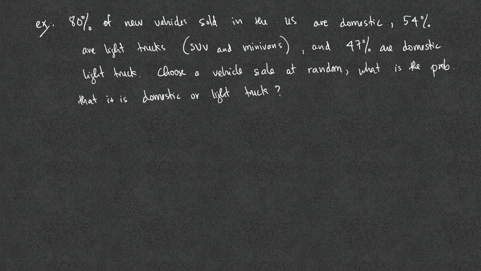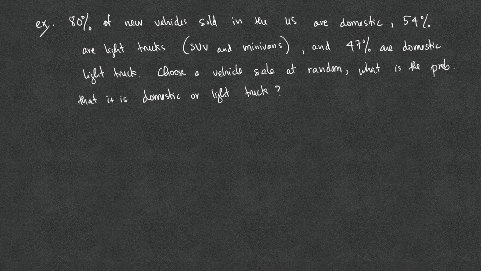80% of new vehicles sold in the United States are domestic, meaning that the car was manufactured in North America. 54% are light trucks, these are SUVs and minivans, and 47% are domestic light trucks. Choose a vehicle sold at random. 1. What is the probability that it is domestic or light truck?